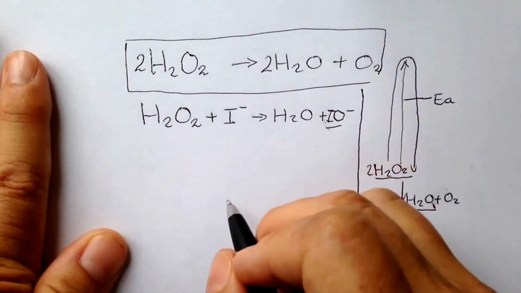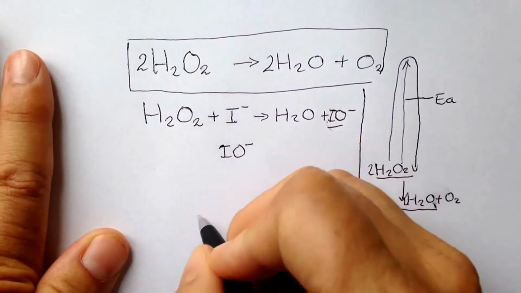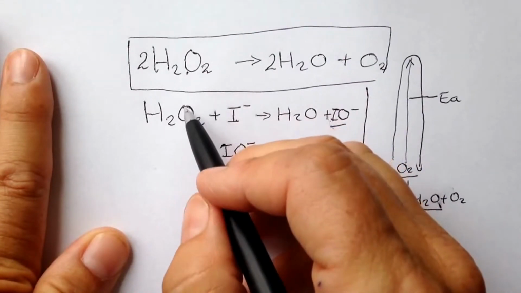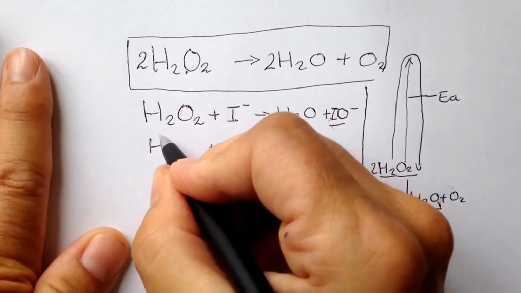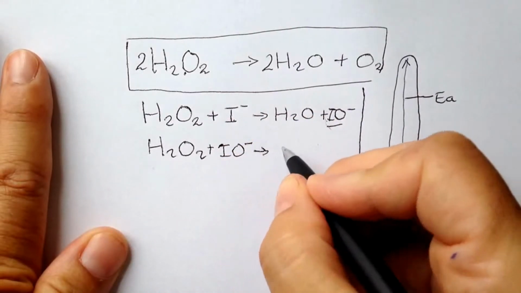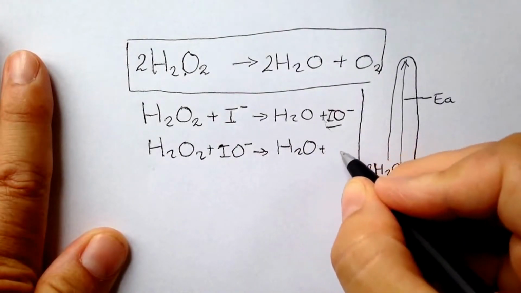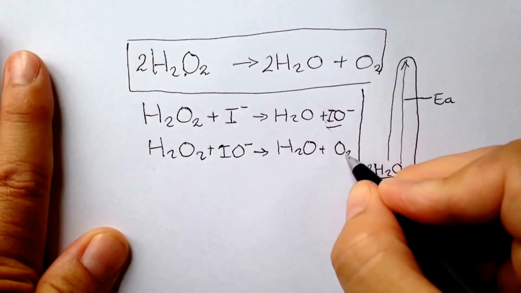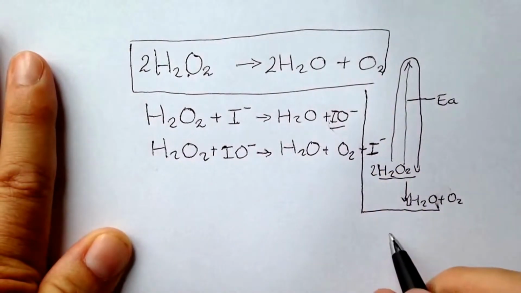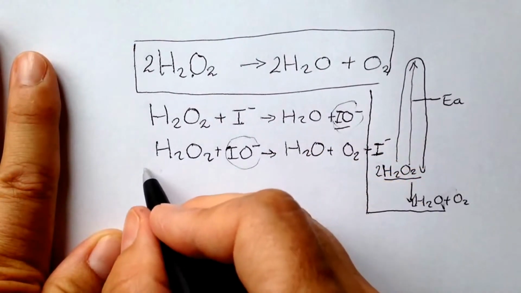So this has to get used up in the next step, our intermediate, which was IO minus, and guess what? We've still not used up 2 molecules of peroxide, so another molecule of hydrogen peroxide now must react with the intermediate to make more water and oxygen gas, and the iodide ion is regenerated. This is the intermediate, and in the second step the intermediate got consumed.